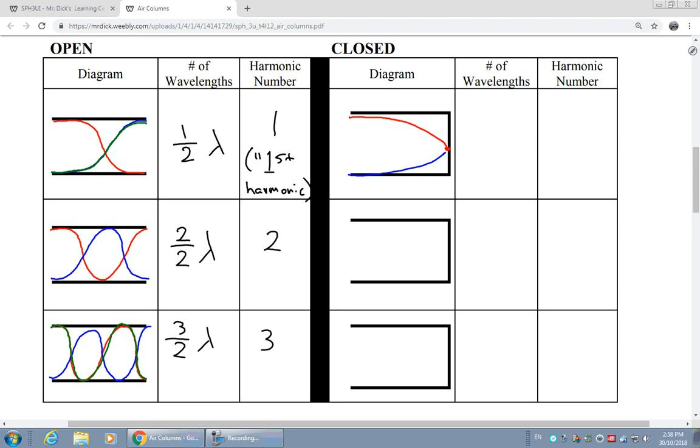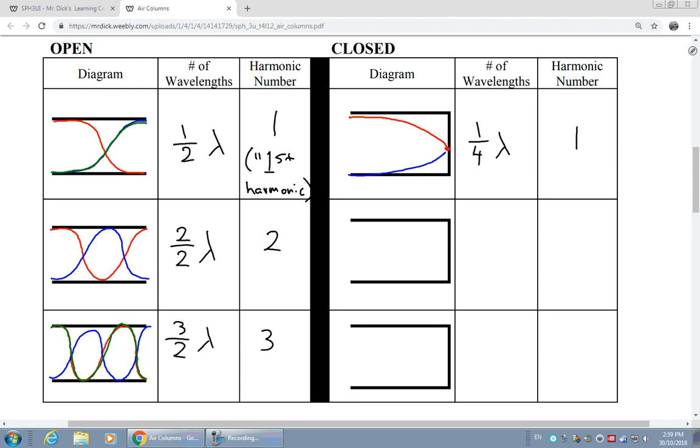But now if we ask ourselves how many wavelengths have we traveled through, well, it's not even actually a half of a wavelength in this case, because a half would be going from the highest point all the way down to the lowest point, for example, and we're just going from the highest point to the middle, the rest position. So really that's actually 1/4 of a wavelength, 1/4 lambda. But we still say that its harmonic number is 1. In other words, it's still called the first harmonic.